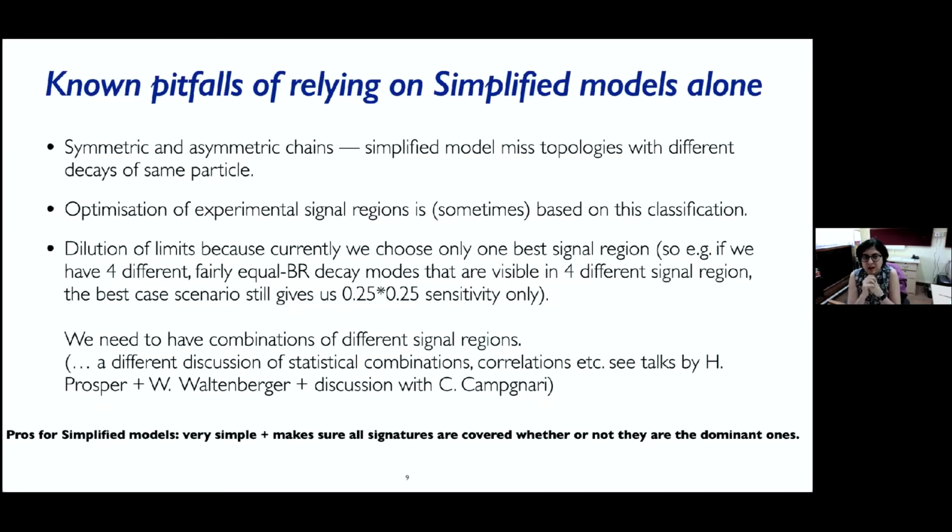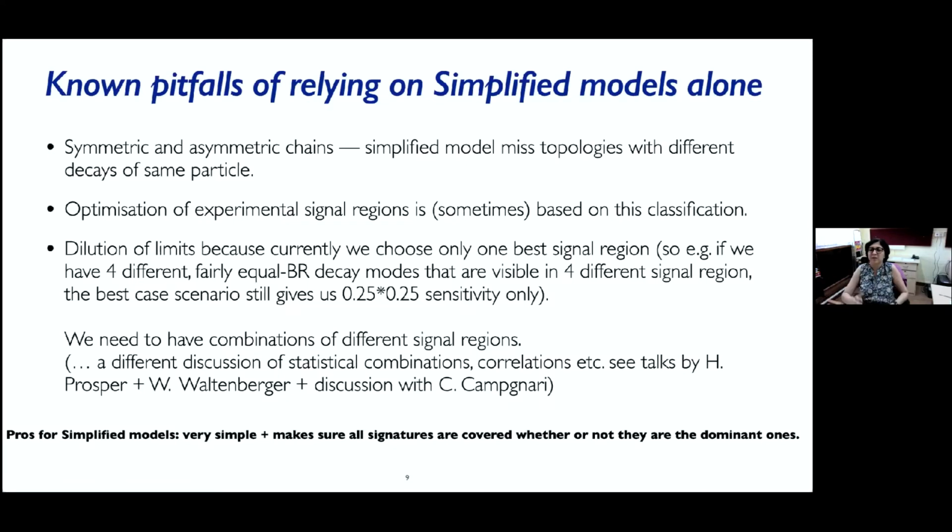However, I'm criticizing simplified models a lot, but there are 2 things that we should remember. First of all, they are very simple, which is actually of great value. And secondly, using simplified models makes sure that all signatures are covered, whether or not they are the dominant ones. So sometimes you might have a decay mode that happens only 10% or even 1% of the time, and you would normally just ignore it if you look at real phenomenological models, but maybe nature is something different than what we expect.